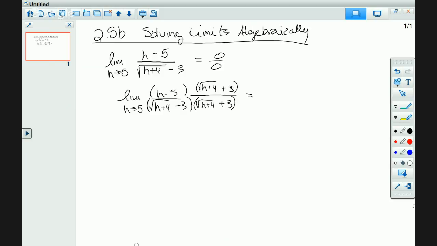Alright, FOIL top, FOIL bottom. The nice thing about the bottom here, these two become h plus 4, and these two are minus 9. That's why you do the conjugate. See how it gets rid of the middle terms on FOIL. The O and the I are gone. Minus 3 of these and plus 3 of these, that's 0. The difference of two squares. Okay, and then we got that one.